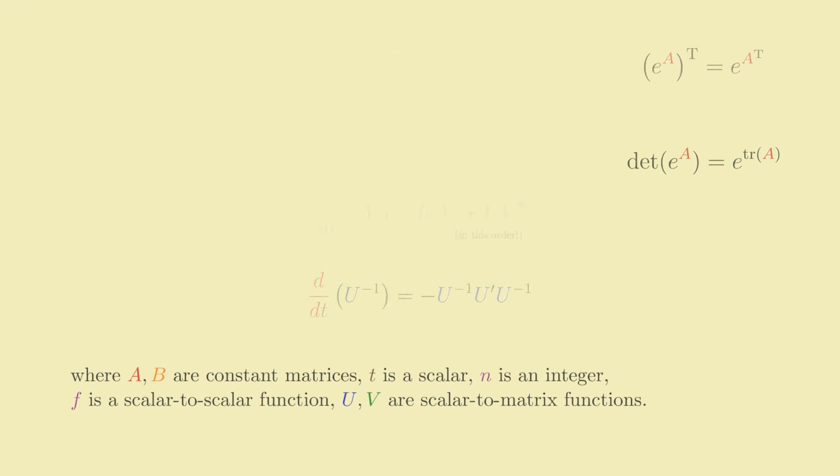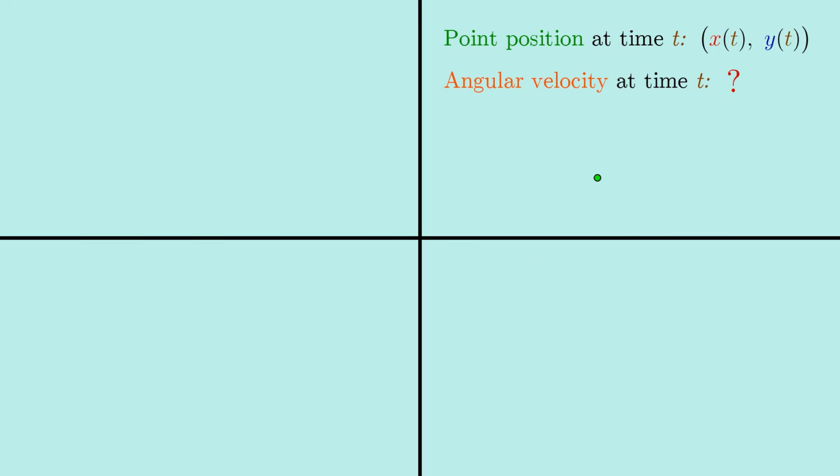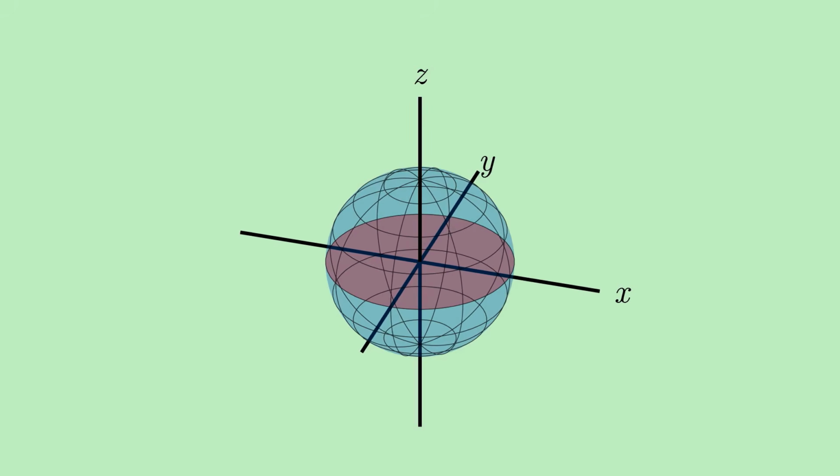Alright, with that out of the way, let's see what we can do with this new representation of spherical coordinates. One of the great uses of the exponential representation of polar coordinates back in 2D was in extracting derivative information like velocity and angular velocity, since the derivative of an exponential is so easy to take. So let's try something similar here.